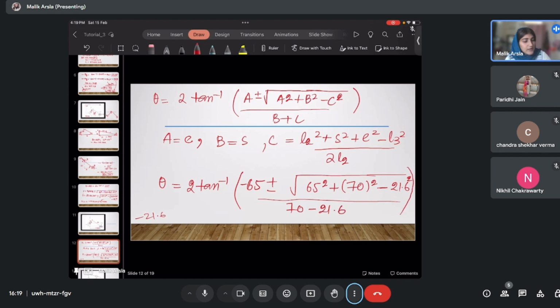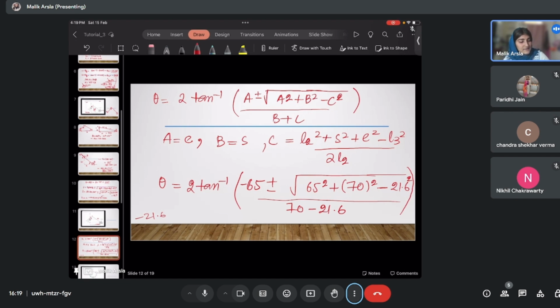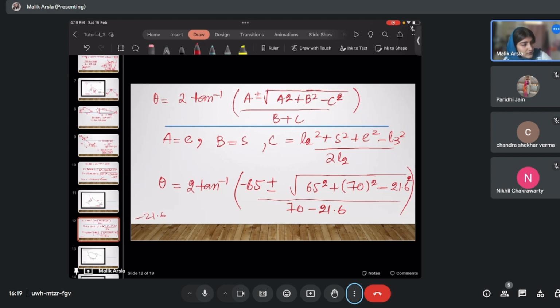So this is the equation you are getting, and when you solve it, there will be two angles corresponding to the plus and minus sign here. So theta 1 is coming out to be minus 146 degree and theta 2 is coming out to be 60.23 degree. Okay, so these are the correct answers. You just have to solve this equation. You're making some mistake, right? Is it clear?